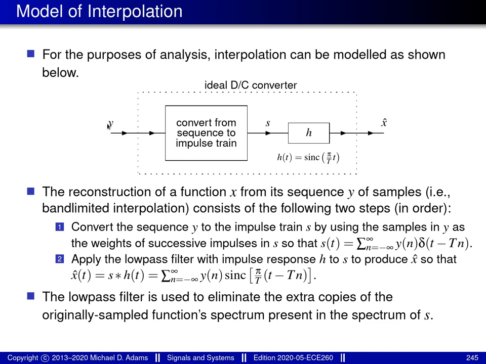The input of the system, which is denoted as y, corresponds to a sequence produced by sampling. The output of the system, which is denoted by x hat, corresponds to the function from which samples in y originated, assuming that aliasing did not occur during sampling. The system that performs interpolation consists of two main processing steps.